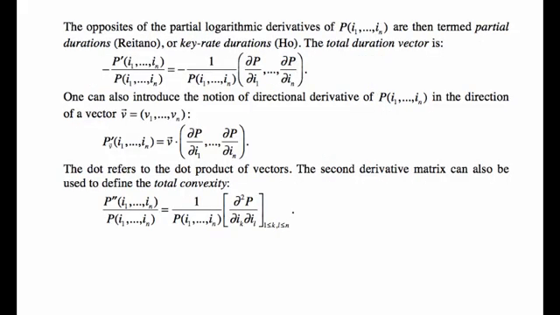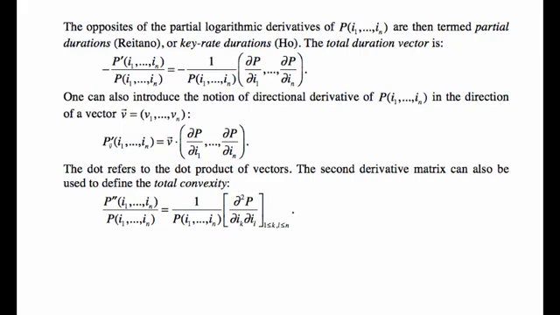Then the opposites of the partial logarithmic derivatives of the price as a function of this vector of interest rates are termed partial durations or key rate durations. And the total duration vector is minus the vector of partial derivatives of P with respect to i1, i2 through in, divided by the price, which is a scalar, a number, a value of the price, with a minus sign in front of it. This is called the total duration vector.